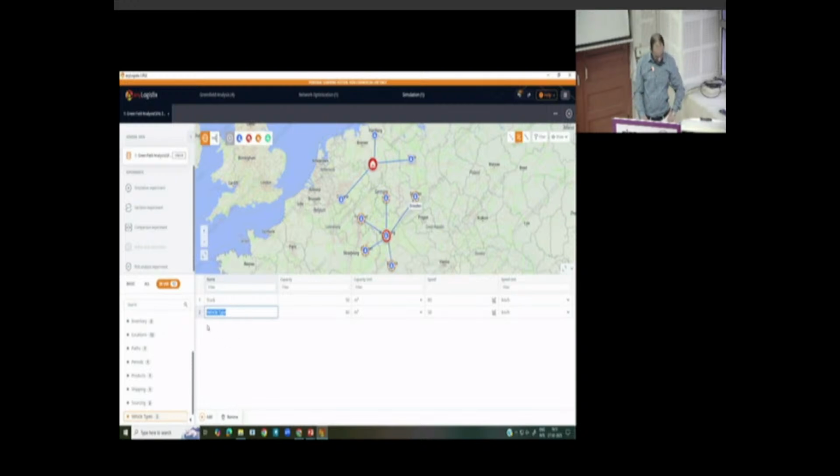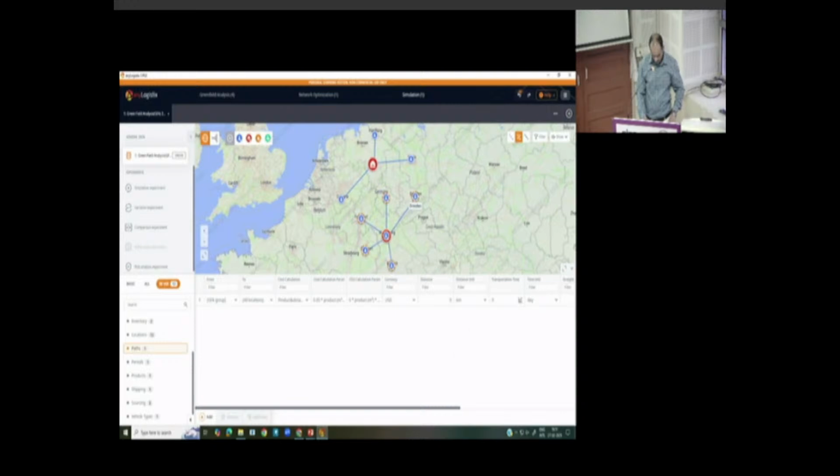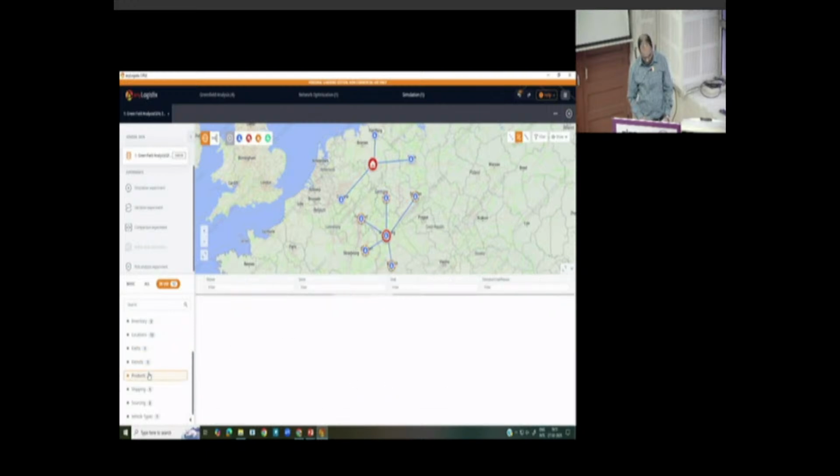Okay. So for vehicle type, we don't need to define anything here. Just let me remove this one. Paths. So the purpose of this straight path, suppose if you want to see the straight path, you can see. But if you want the exact zigzag, then you turn this off, then you will see the zigzag path. Okay. Periods done. Products. Water, we know.